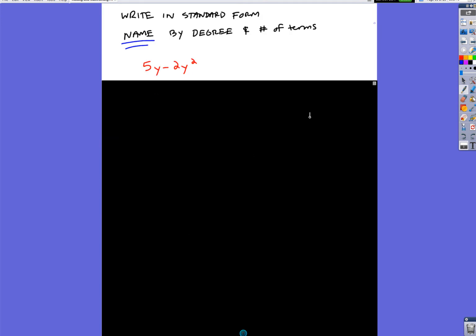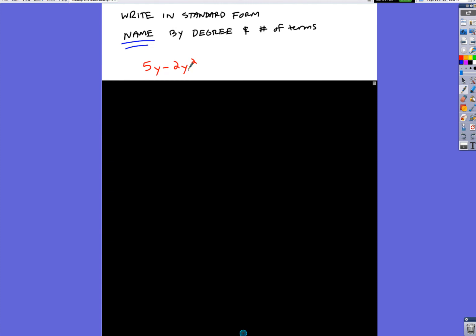Okay. This is a polynomial. It is not in standard form. So what I want to do with all of these, there's 3 of these on this one page, is write it in standard form and then give it a name. How many terms are there here? 2 terms. In order to be in standard form, the biggest exponent needs to go first. Alan, what's the biggest exponent you see? 2, good.